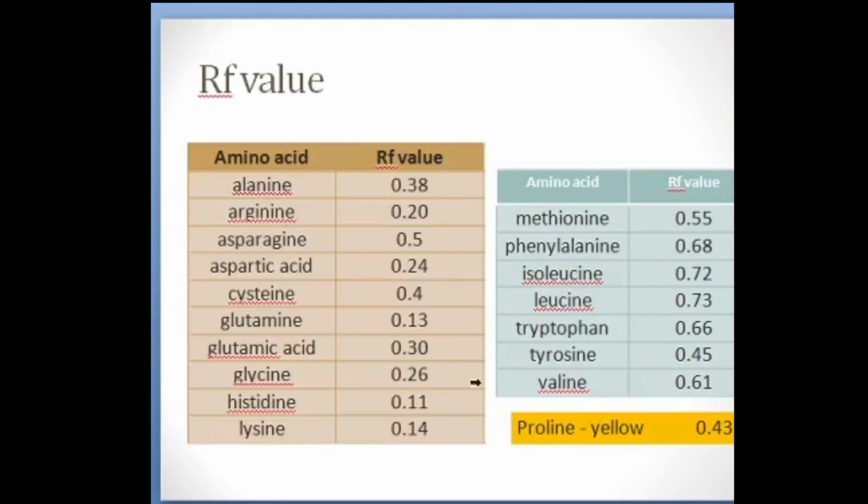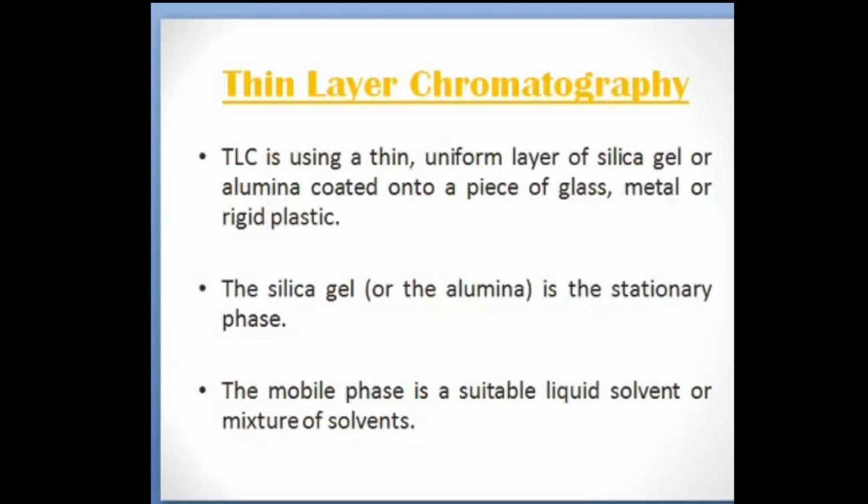So these are the retention factor values of some amino acids. So when we perform the test and calculate the retention factor value, whatever values we get, we can compare it with this, and then we will be able to identify the respective amino acids. Most of the amino acids, after staining, will be purple in color, whereas for proline and hydroxyproline, it will be yellow in color. So that was for paper chromatography.